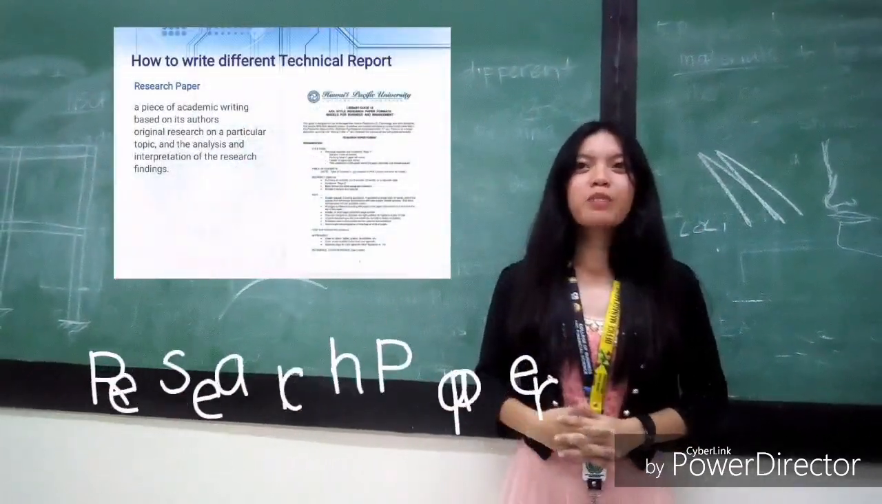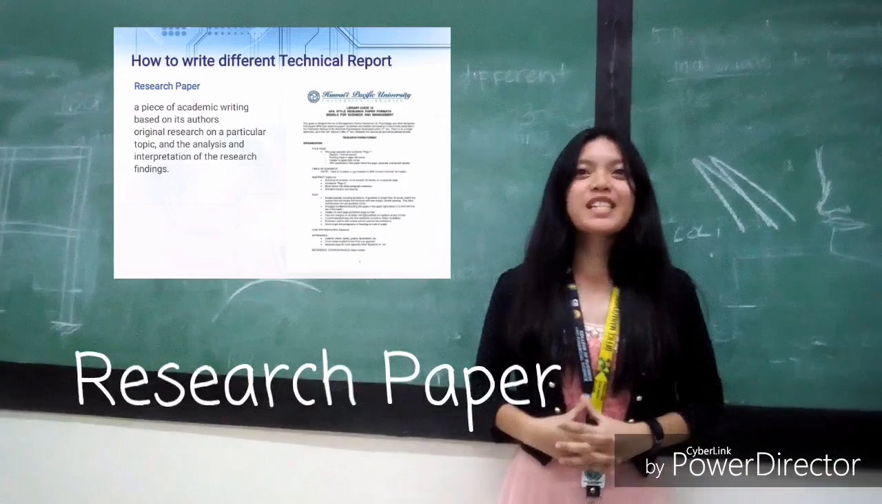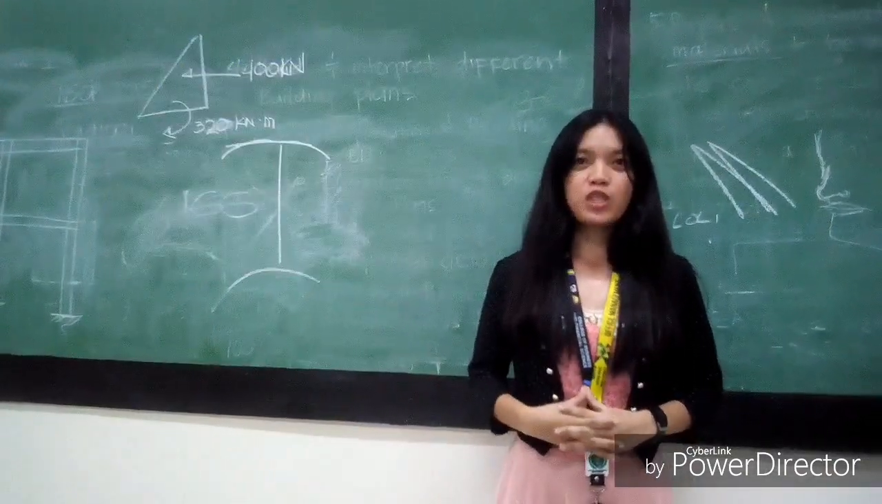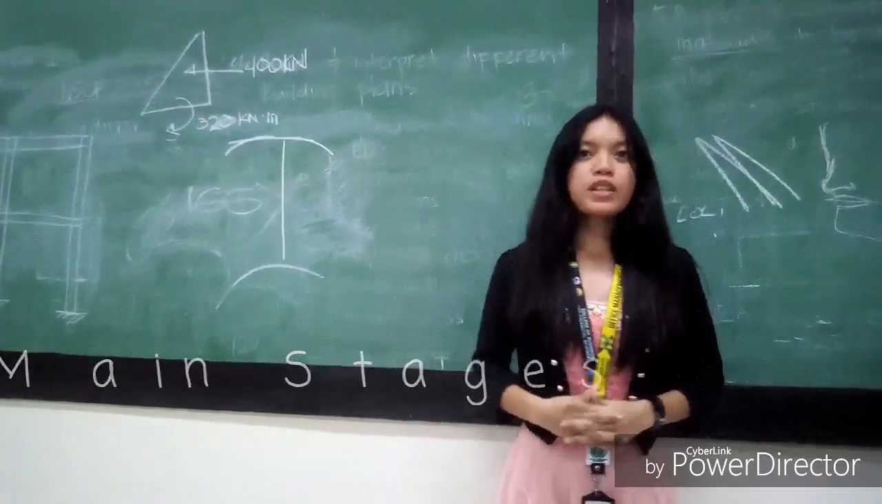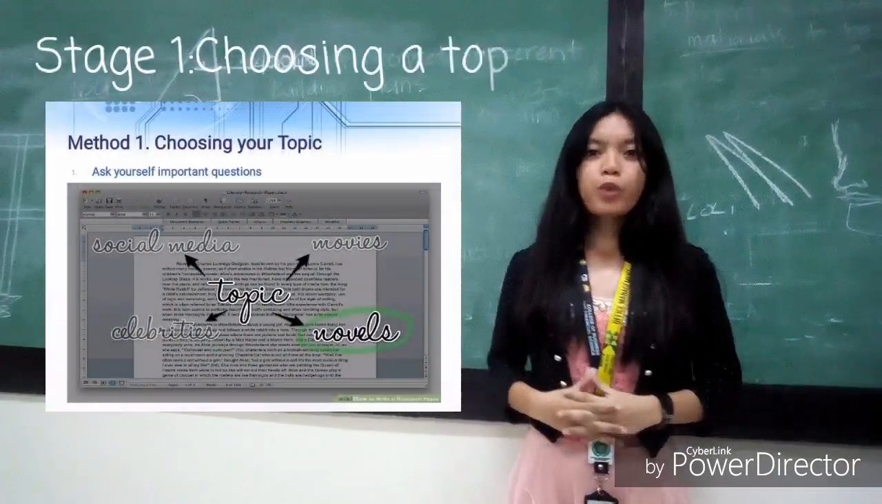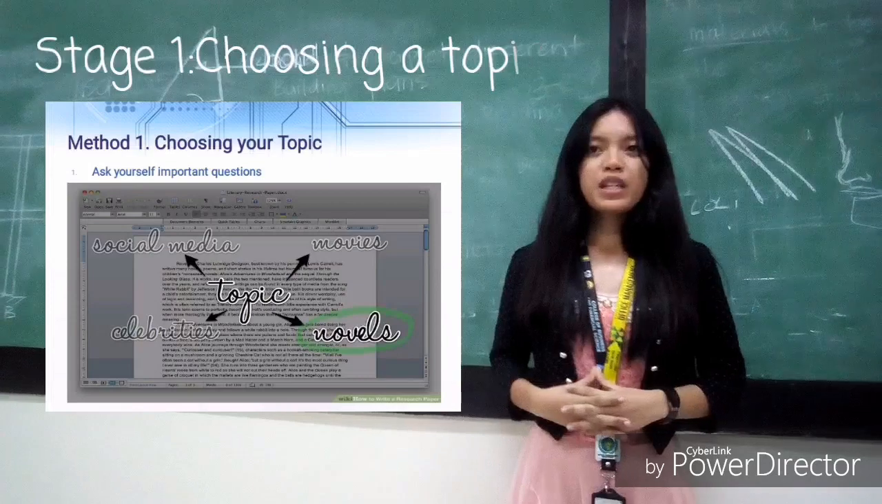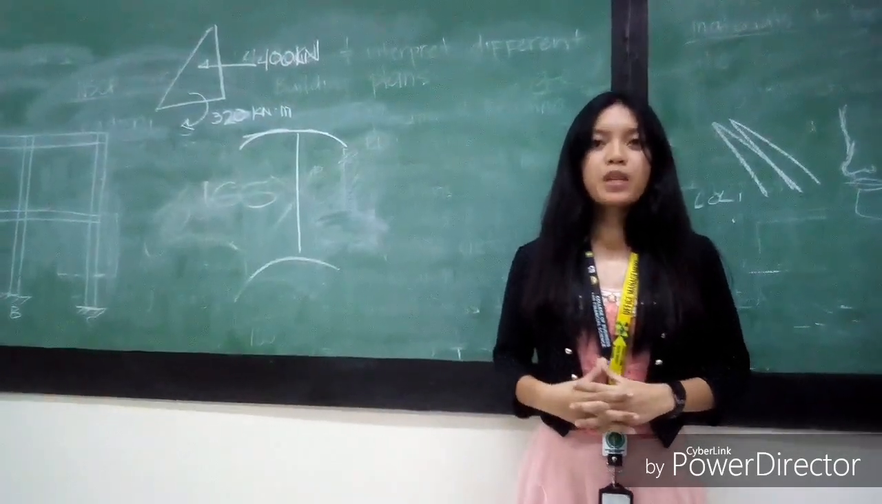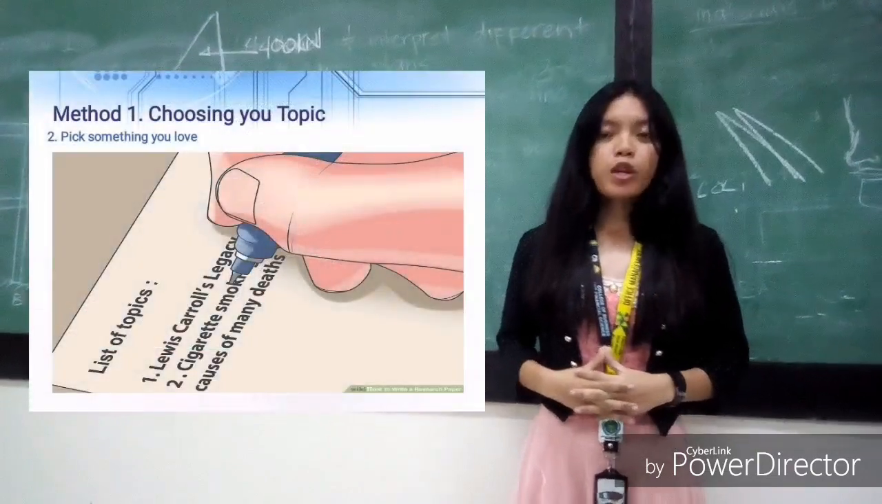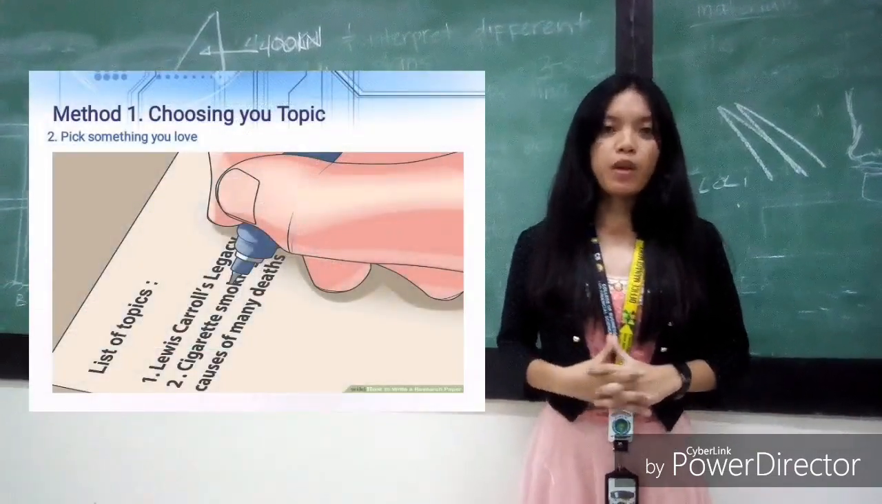A research paper can be used for storing and identifying scientific, technical, and social issues. Writing a research paper involves 4 main stages. Stage 1, choosing a topic. Ask yourself important questions. Choosing a topic is the first and most important step in your research paper. The second one is pick something you love. Whenever possible, choose a topic that you feel passionate about.